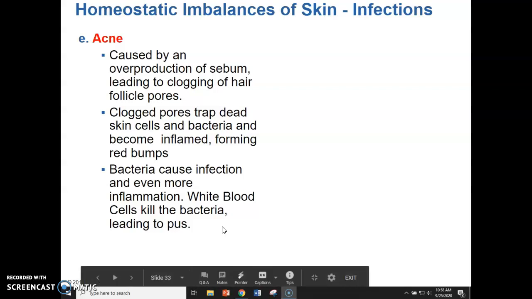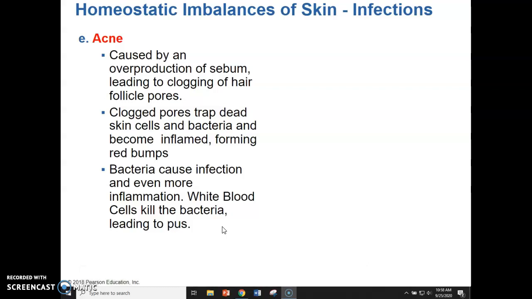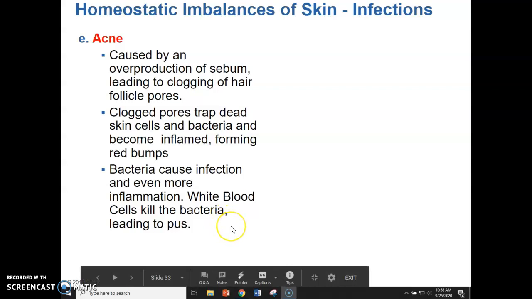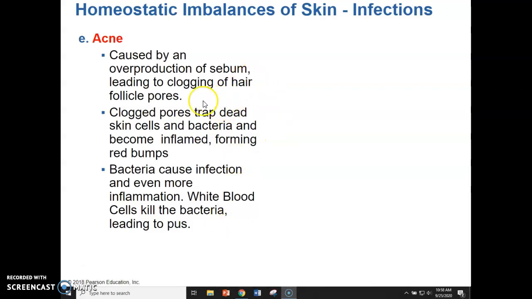So that's actually caused by an infection that is secondary to the original inflammation of the acne that was just caused by a blockage in the pore that couldn't let that oil out. Acne has nothing to do with your sweat glands and the pores from that. It's all from the sebaceous glands, the oil glands. So one of the most important things to do to prevent acne is to wash your face. Wash your face frequently to cleanse those pores to open them up.